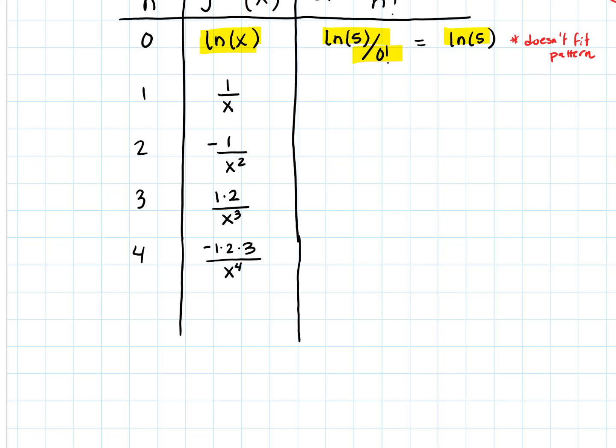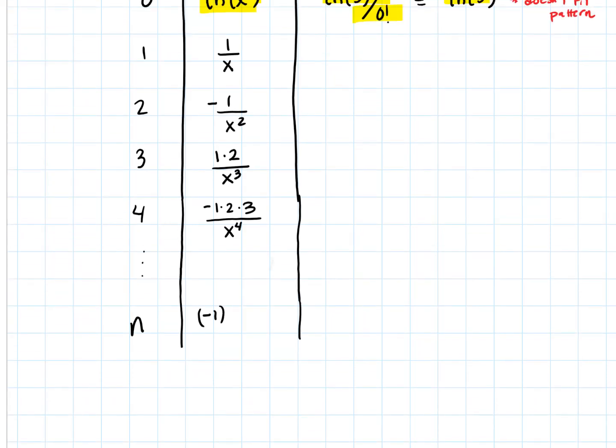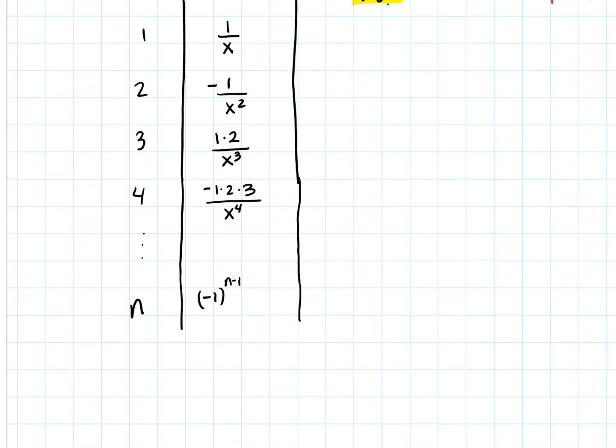And notice what you have here. You have a switch. So if I try to think about how I could write the nth derivative, if I just get to the nth term, the nth derivative is going to have a switch on it. So it's going to be negative 1. And the switch is actually going to be to the n minus 1 here. So to the n minus 1, because at 1 we have a positive, and at 2 we have a negative. So it's going to be to the n minus 1.